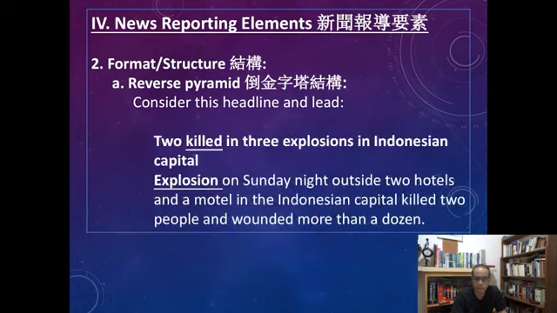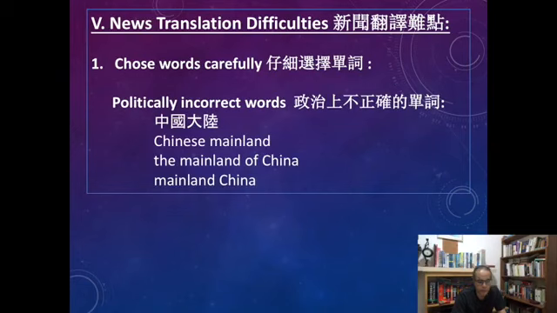The last thing I would say is about some news translation difficulties. Of course, there are several things to say, but I will just mention one thing today, and that's when you translate certain words, you always need to avoid politically incorrect words. For example, this 中国大陆 in Chinese, how would you translate it into English? Is it Chinese mainland, or the mainland of China, or mainland China?